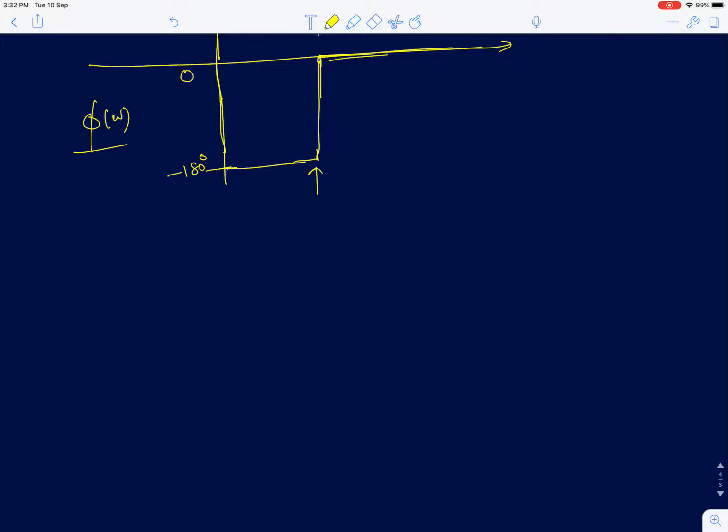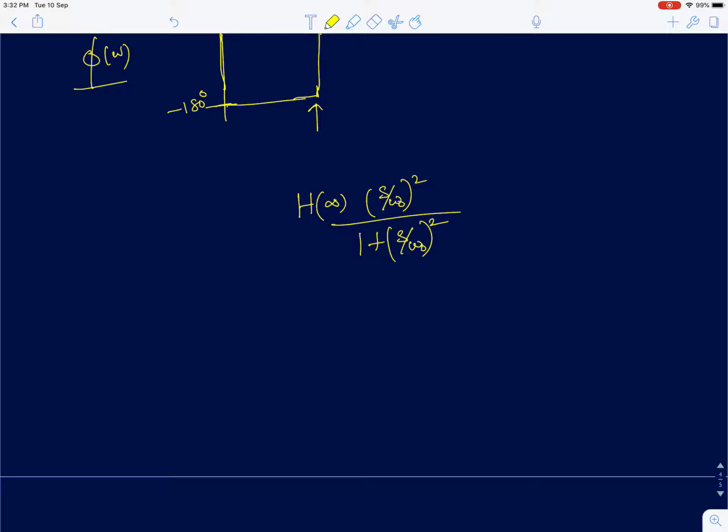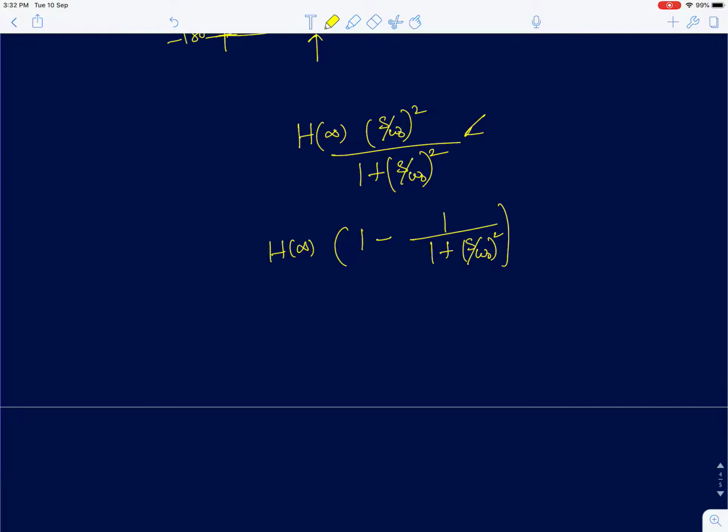Now that we have drawn the frequency response, we'll analyze the time domain responses by feeding an impulse and a step to this system. For the impulse response, I'm going to split this function as h infinity minus h infinity into omega naught square by s square plus omega naught square, that is 1 minus 1 by (1 plus s by omega naught) the whole square. I'm just splitting this function itself.